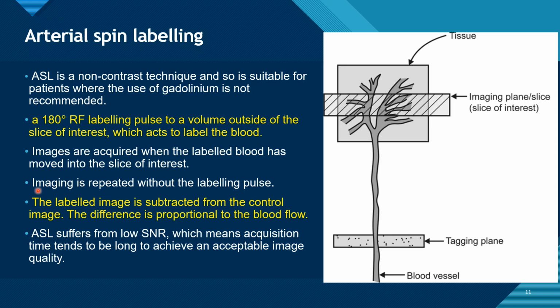Okay, so imaging is repeated again, but without the labeling pulse. So we have a baseline which we can subtract the labeled image from the unlabeled image, and this difference between the control image and the labeled image will be proportional to the amount of blood flow that happened within the slice of interest. This theoretically is a very good way of performing perfusion. However, in real life, ASL suffers from low signal to noise, which means that the acquisition times can tend to be very long, and achieving an acceptable imaging quality is somewhat difficult.